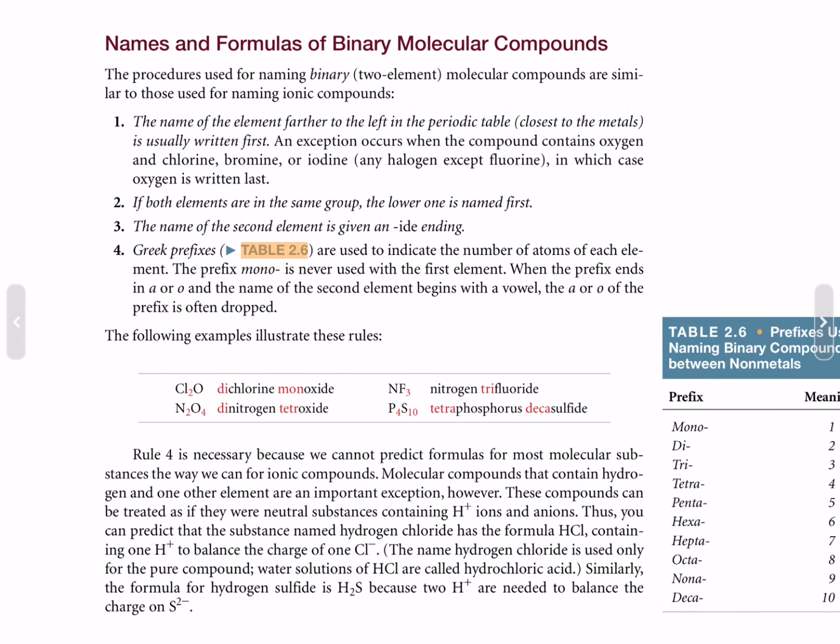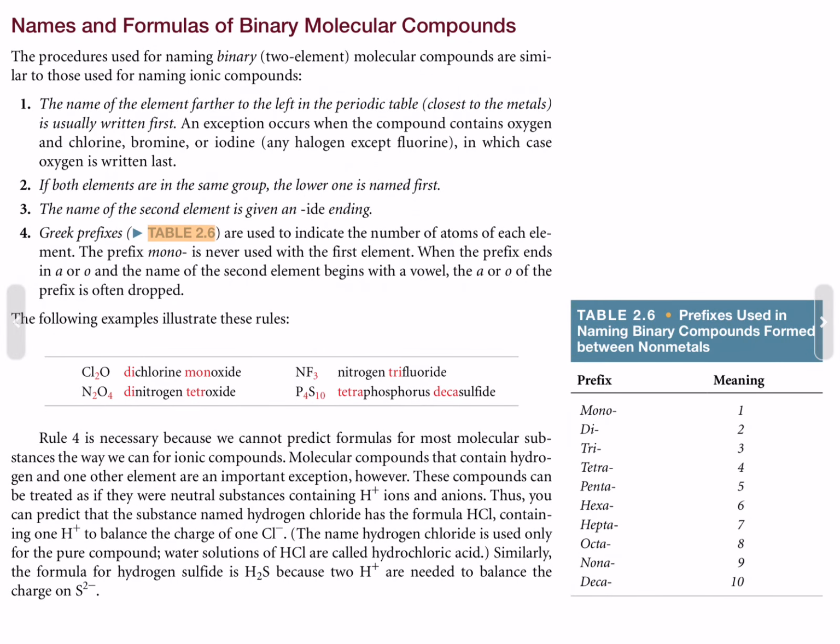Names and formulas of binary molecular compounds. The procedures used for naming binary, two-element molecular compounds are similar to those used for naming ionic compounds. Number 1. The name of the element farther to the left in the periodic table, closest to the metals, is usually written first. An exception occurs when a compound contains oxygen and a halogen other than fluorine, such as chlorine, bromine, or iodine, in which case oxygen is written last.